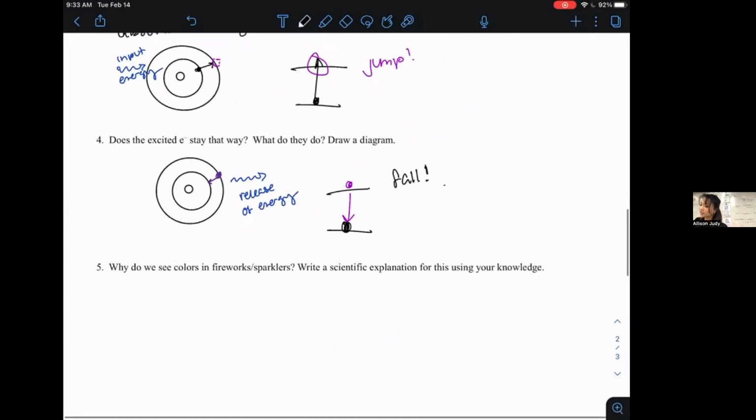So then out of curiosity, could somebody offer their explanation for why we see colors in fireworks and sparklers? Like when I was at Disneyland, why do we see colors in sparklers and fireworks? I'm looking for someone who doesn't normally offer an answer.